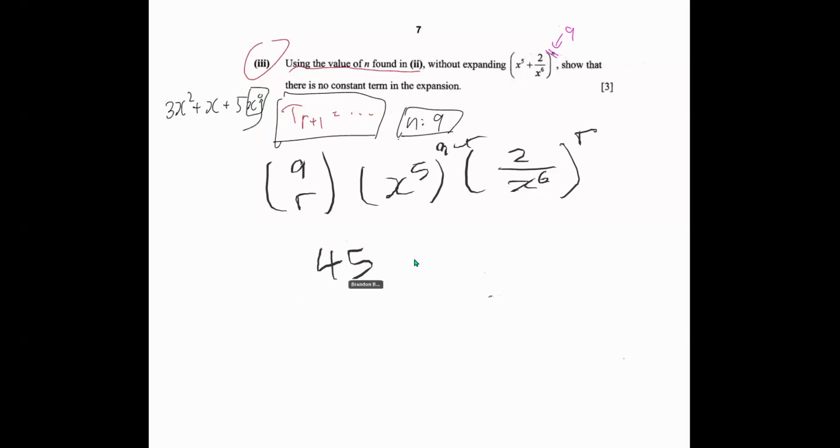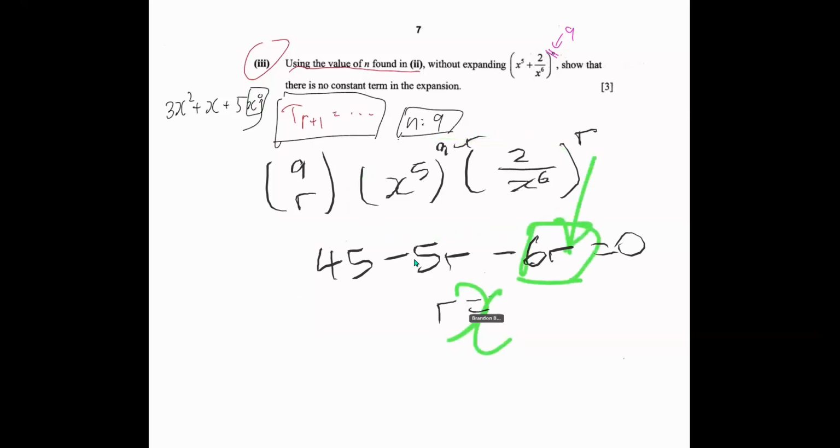So 45 minus 5r minus 6r equals 0? Yes, correct. What you're trying to do is to combine all the x's into one single x and a single power. Then that power you equate to 0. So 45 minus 5r minus 6r, and r equals a fraction, 45 over 11.